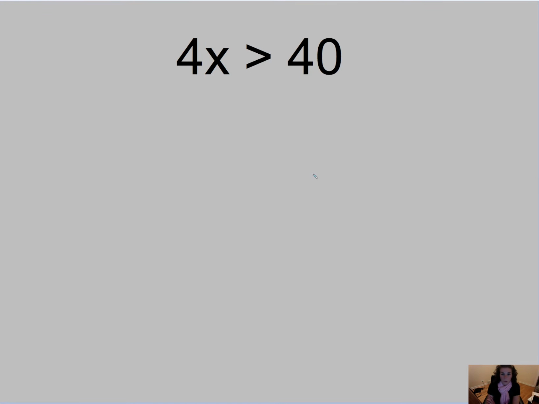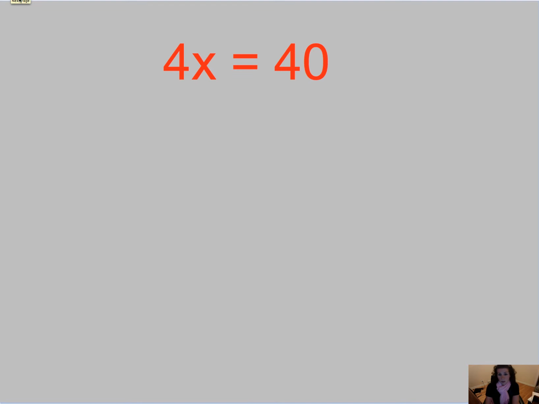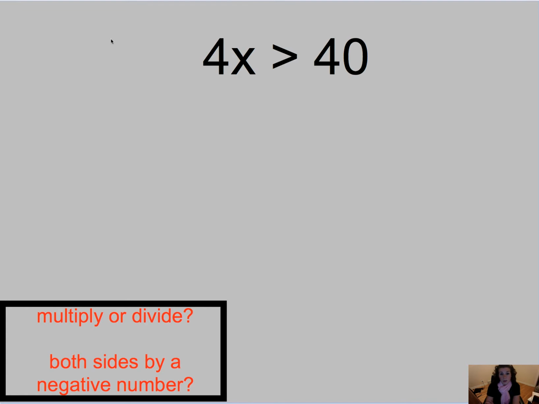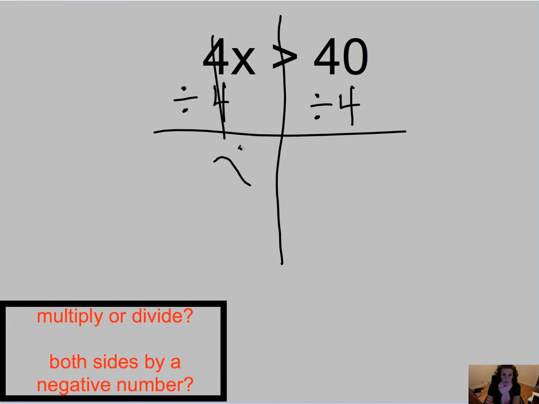So let's go back to that example. 4x is greater than 40. Remember, this is just like as if it were an equals, 4x equals 40, but it is a greater than sign. We still do the same thing, though. We separate the two sides. The x is on the left along with the 4, and it's attached with multiplication, so we divide by 4. And remember, whatever we do on the left, we do on the right. That way the 4's cancel. I bring down the x, and then stop.